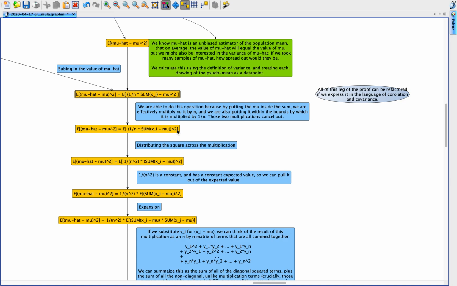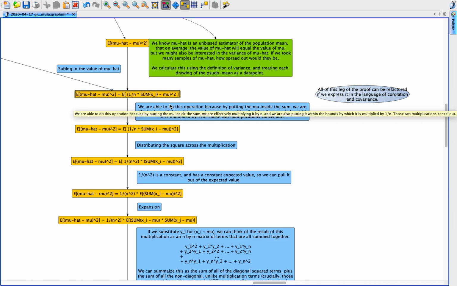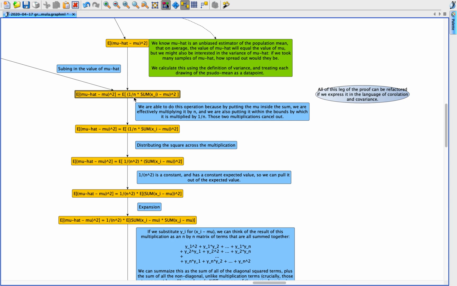Or in this case, not multiplying by the same number of positive mu's, adding mu multiplied by the same factor. Or in this case, we're canceling because we have this 1 over n. So we're putting mu into this sum, which is sort of equivalent to multiplying it by n. But as we're doing that, we're also putting it into the bounds of this 1 over n, so it's also being divided by n. Those two cancel out, so this is a legal operation.